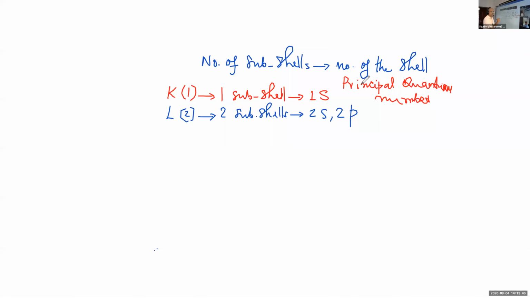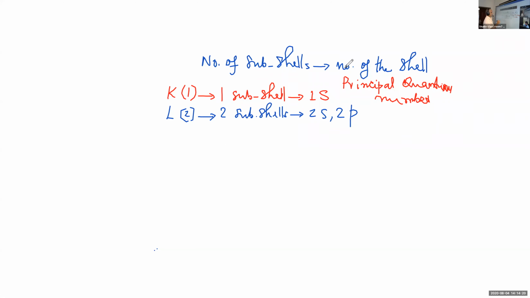In the L shell, two subshells are possible because the number of the shell is equal to 2. The principal quantum number of the L shell is 2, and therefore two subshells are possible. The two subshells are S and P, named 2S and 2P.